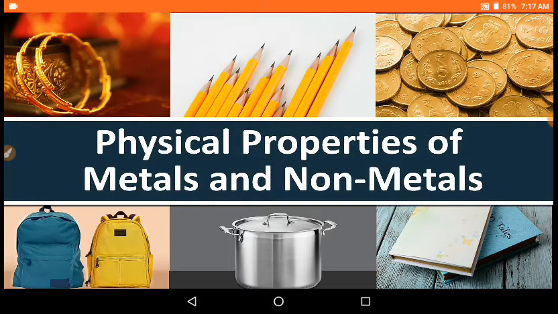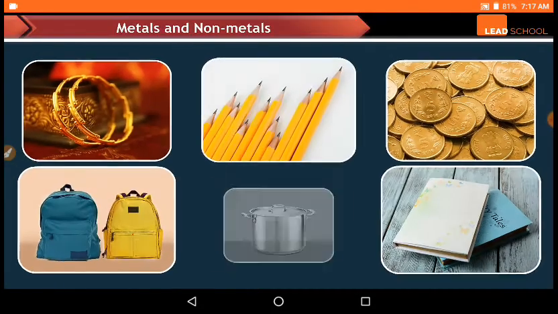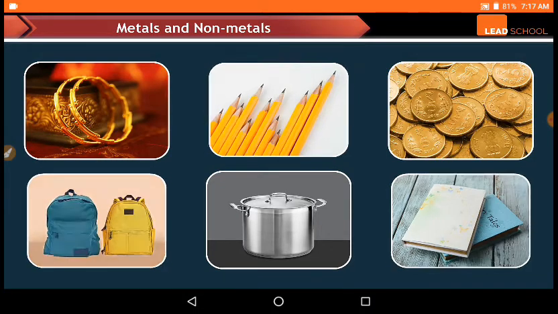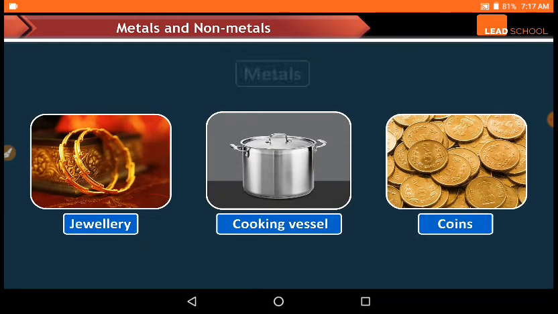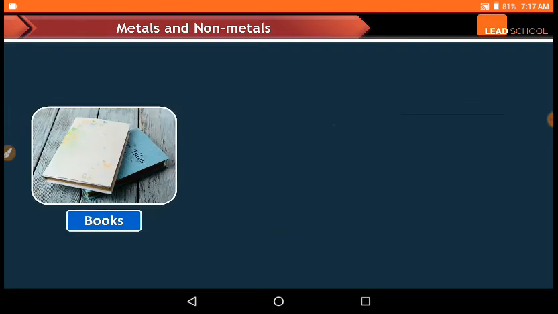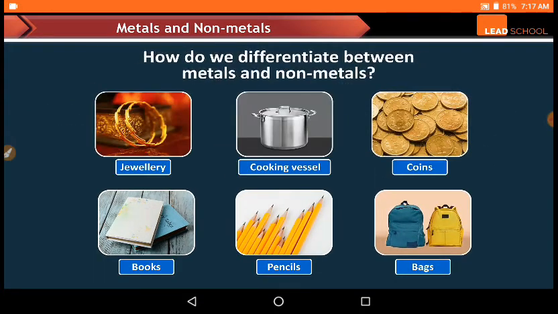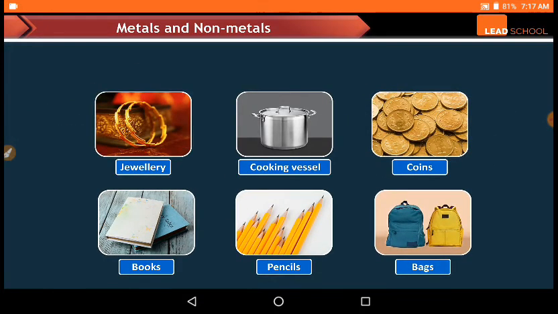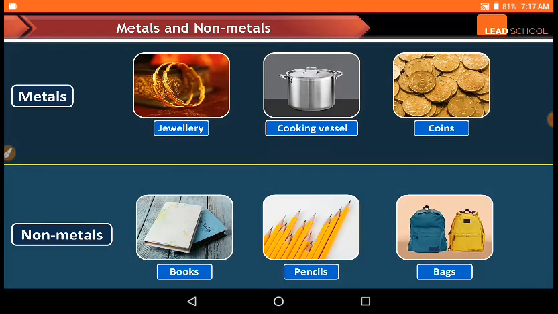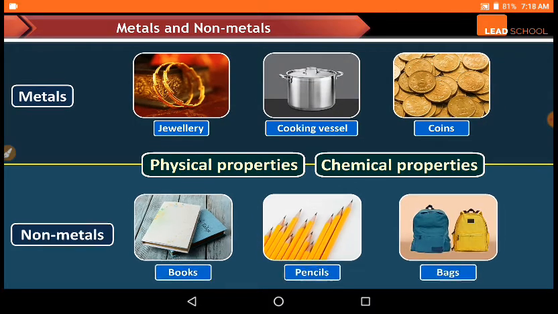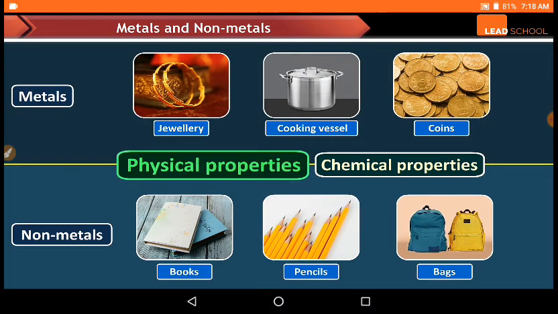Physical properties of metals and non-metals. All the objects that you see around you are either made of metals or non-metals. Jewelry, cooking vessels and coins are made of metals. Your books, pencils and bags are made of non-metals. But how do we differentiate between them? We can differentiate between metals and non-metals on the basis of their physical and chemical properties. In this video, we will learn in detail how to differentiate between them on the basis of their physical properties.